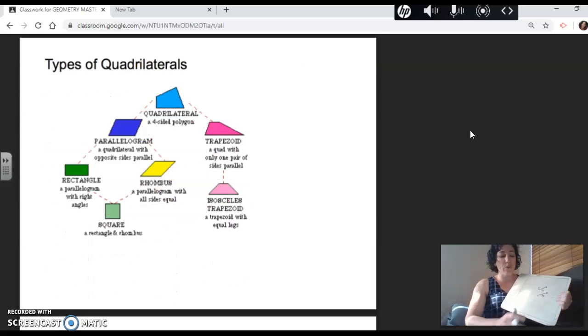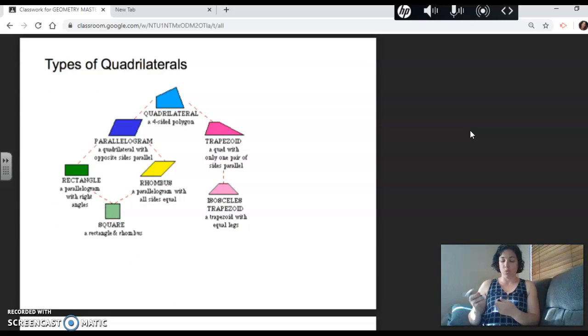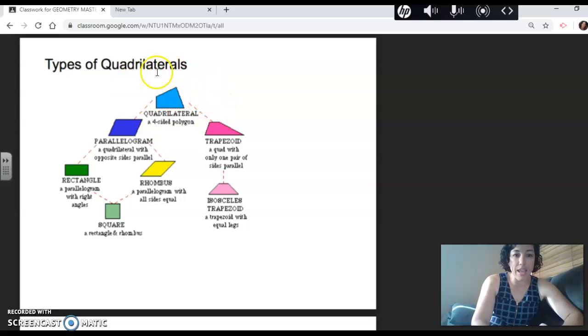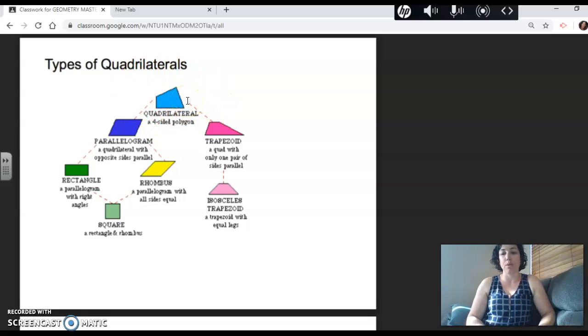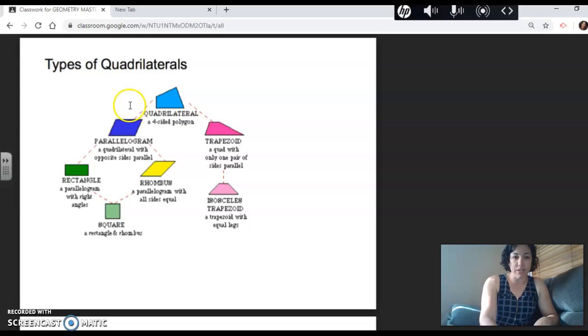Okay, so let's do a quick refresher on some of the types of quadrilaterals. For the quadrilaterals, you have your basic, any kind of quadrilateral is any four-sided polygon. And as you go farther down this hierarchy of shapes, just like we talked about last week, you're getting more and more specific. So you have a parallelogram, which has two sets of parallel lines, and even more specific would be a rectangle, a rhombus, or a square. All of those are parallelograms, but they're more specific.